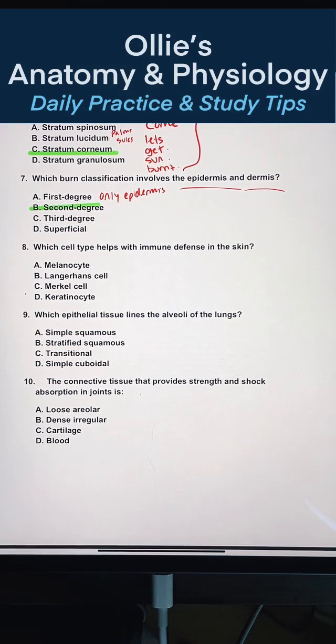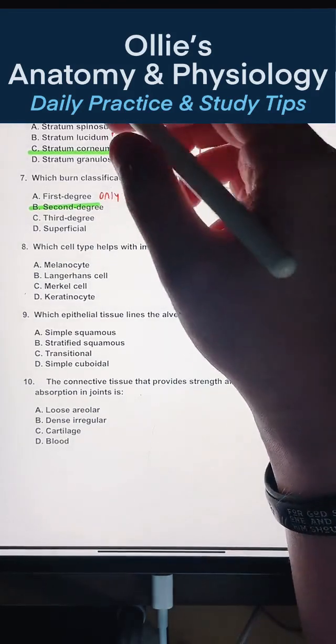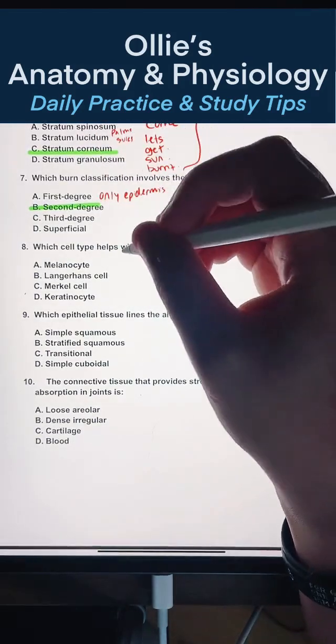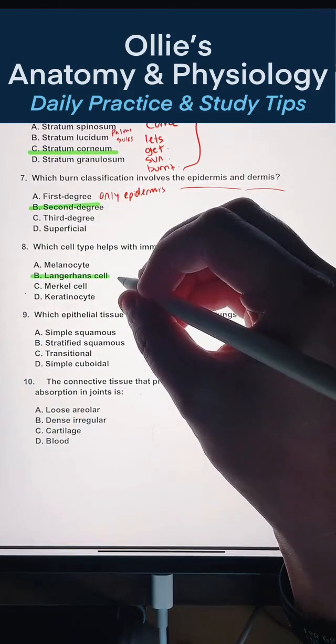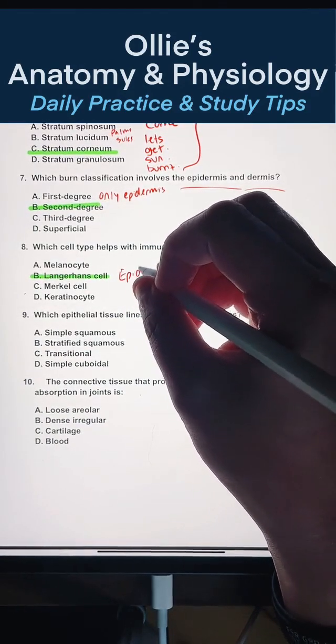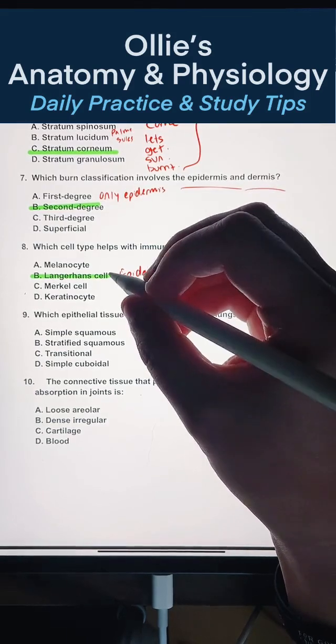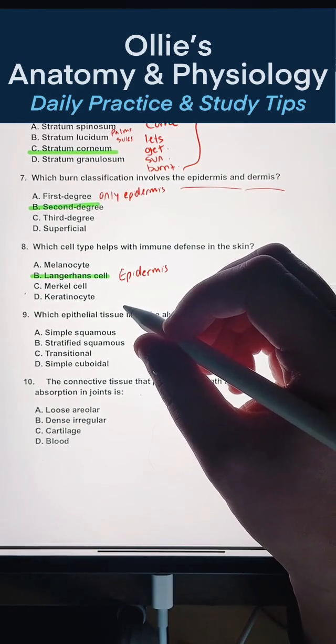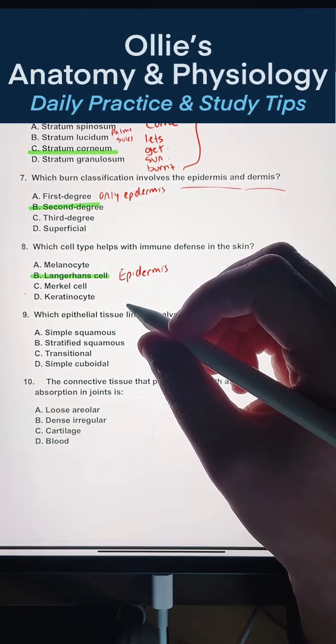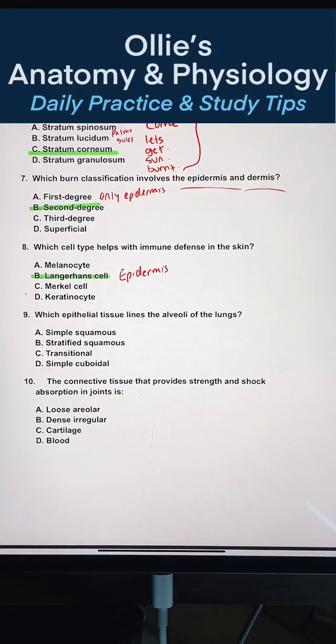We're on number 8 now. Which cell type helps with immune defense? That is our Langerhans cells. These are the immune cells that are present in the epidermis. Melanocytes, again, are for pigment production with melanin. Merkel cells are sensory related. Keratinocytes, those are also in the epidermis, but those are for our waterproofing cells.